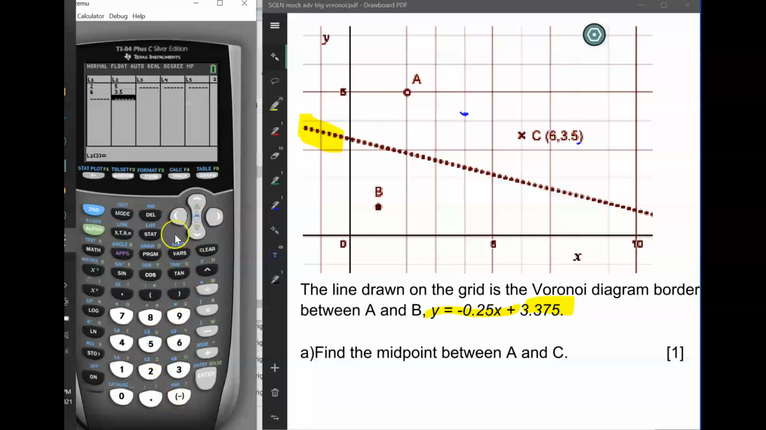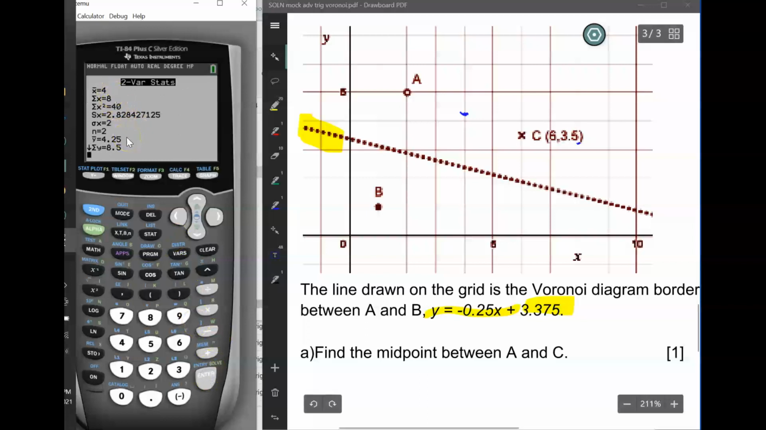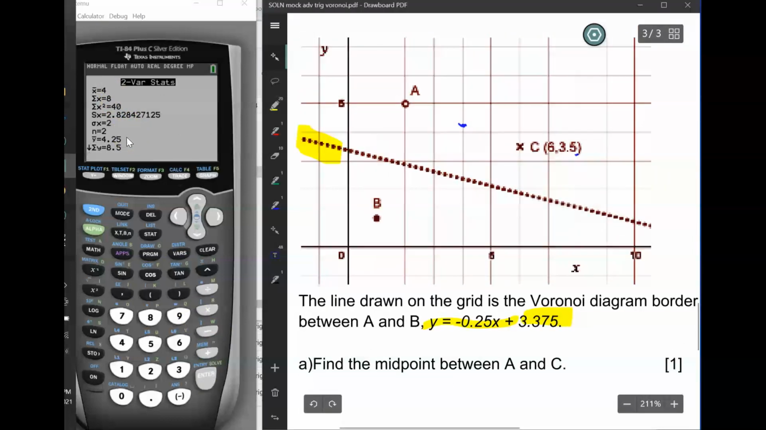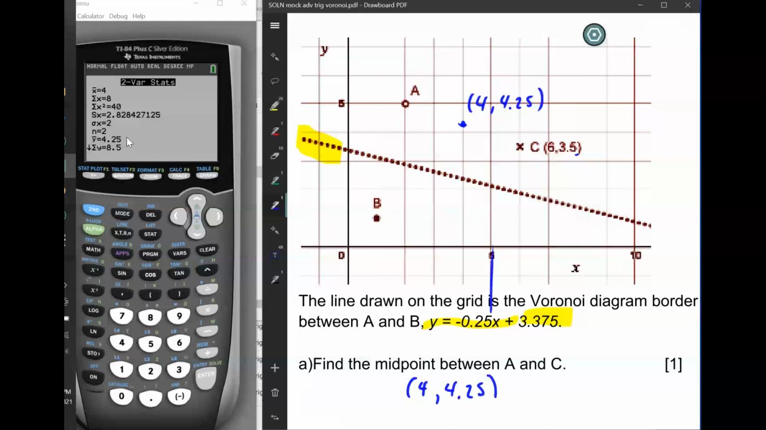Okay, and then I'm going to do stat calc 2var stats to find the mean point, or the midpoint. Mean point, midpoint, same thing. L1, L2, blank is what we want, blank for frequency list. And my X bar is going to be 4 and my Y bar is 4.25. So this midpoint that I have here is 4, 4.25. Okay, that's the midpoint. And so I'm going to write it down here too, 4, 4.25. And then I'm going to go to the next section, see what they want us to do this time.